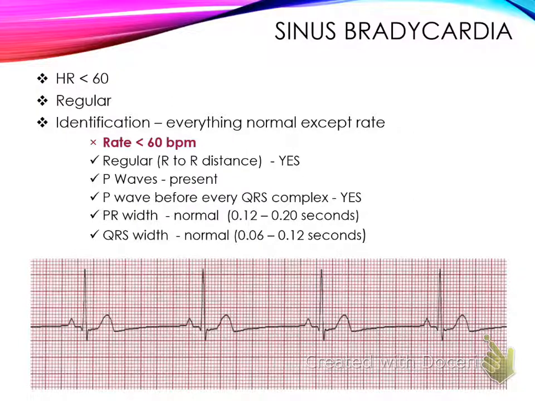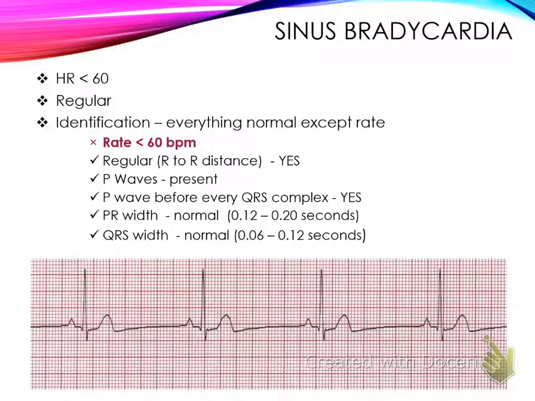There's just one thing wrong with it. Normal sinus rhythm is everything's normal. Sinus bradycardia, everything's normal except it's slow. Sinus tachycardia, everything's normal except it's fast. So this one's everything normal except the rate. Your rate is less than 60.